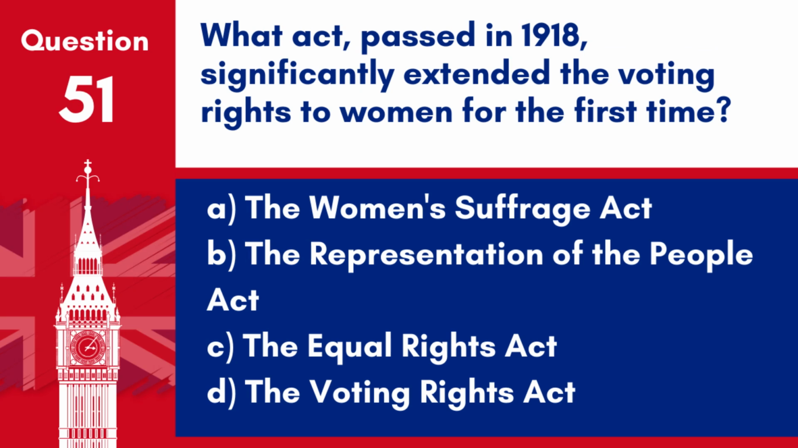Question 51. What Act, passed in 1918, significantly extended the voting rights to women for the first time? A. The Women's Suffrage Act. B. The Representation of the People Act. C. The Equal Rights Act. D. The Voting Rights Act. Answer: B. The Representation of the People Act. The Representation of the People Act, passed in 1918, significantly extended the voting rights to women for the first time.